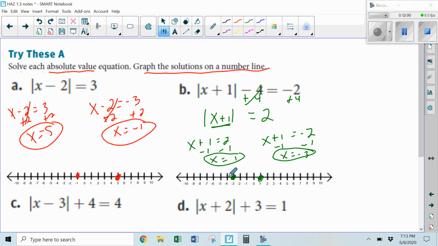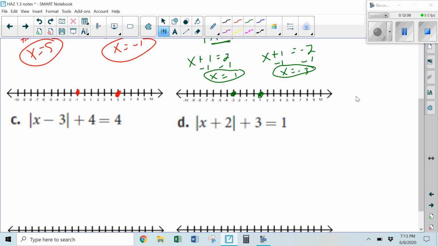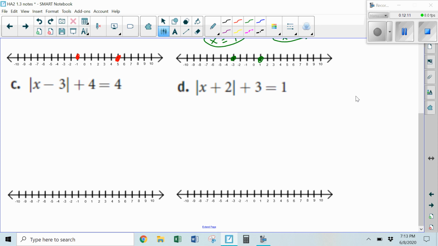Remember, you can always check it, especially on a quiz. It's a great idea to take this number, plug it back in, and also to take 1 and plug it back in. All right, why don't you pause the video and try C and D, and then I'll show you the answers.